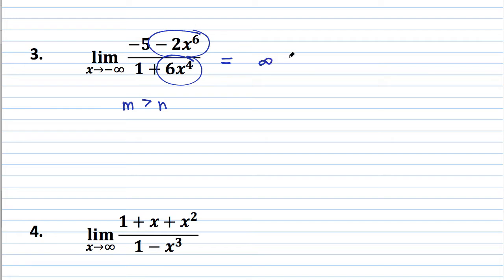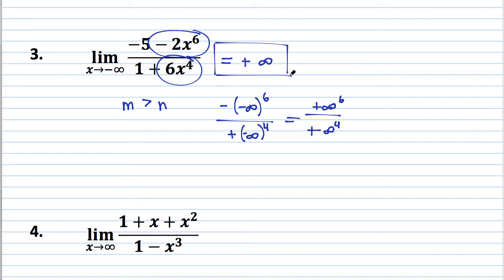So in my numerator, I would have negative times a negative infinity raised to the sixth. And in the denominator, I have a positive, negative infinity raised to the fourth. So my denominator works out to be positive infinity, and my numerator also works out to be positive infinity. Now this is positive infinity to the fourth, this is positive infinity to the sixth. So my numerator grows faster than my denominator, which means that my actual limit is positive infinity.